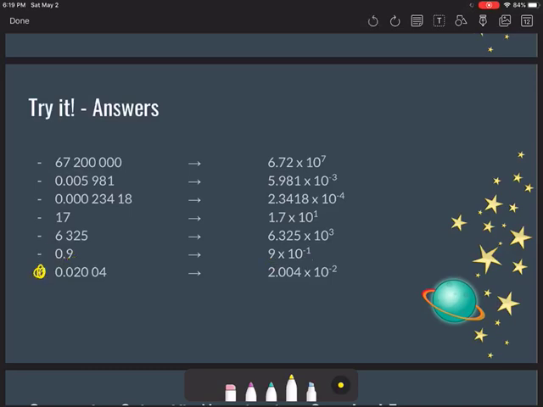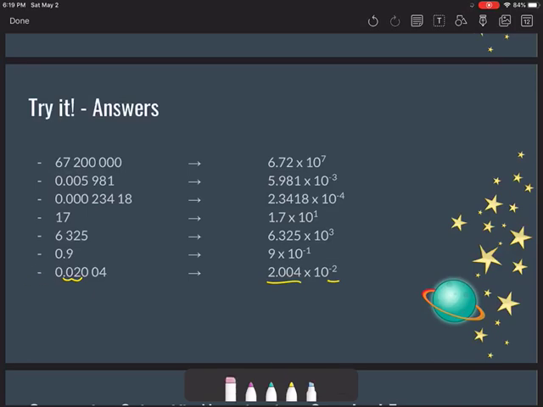If I look at my last example here, I'm going to be moving my decimal over 2 times until I get 2.004. I've moved it 2 times to the right. My original number was small, so I will have a negative exponent. So I have 2.004 times 10 to the negative 2.